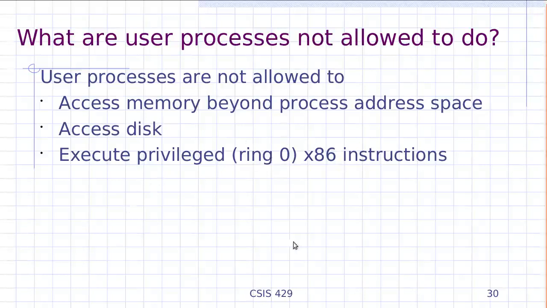There's negative rings, and we'll talk about that later. Not yet. So for now, just pretend that even if you have 4 rings, you only use 2: ring 0 and ring 3.